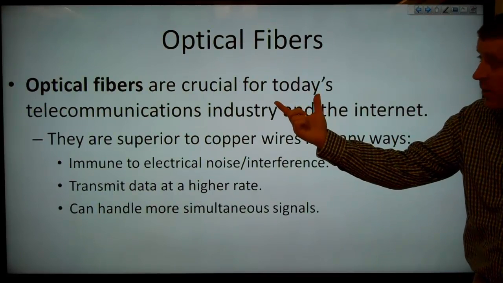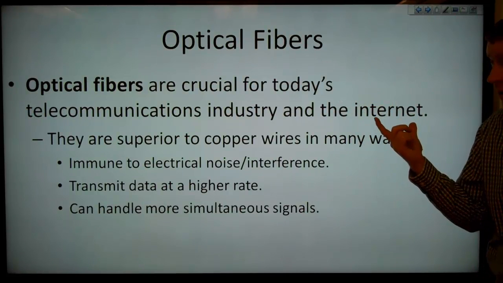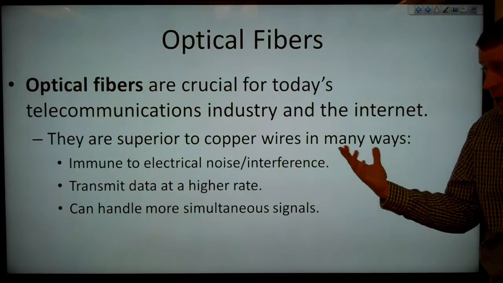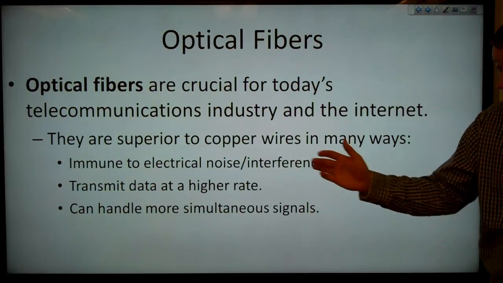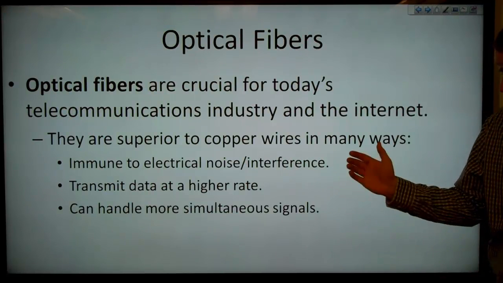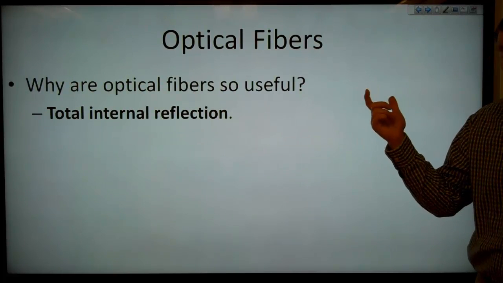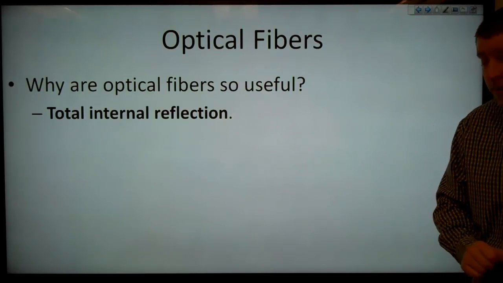Optical fibers are crucial for today's telecommunications industry and the internet. This is because they're superior to copper wires in many ways. They're immune to electrical noise and interference. They transmit data at a higher rate. They can handle more simultaneous signals. So why are optical fibers so useful? It all comes down to total internal reflection.